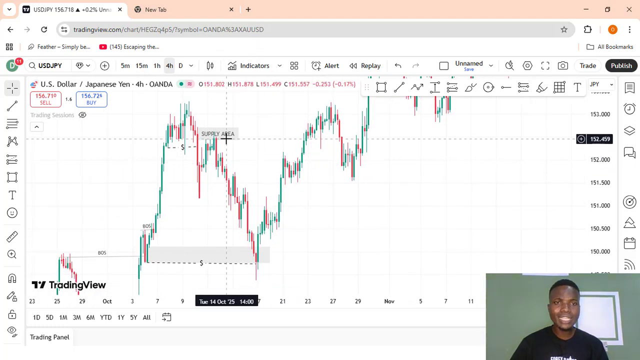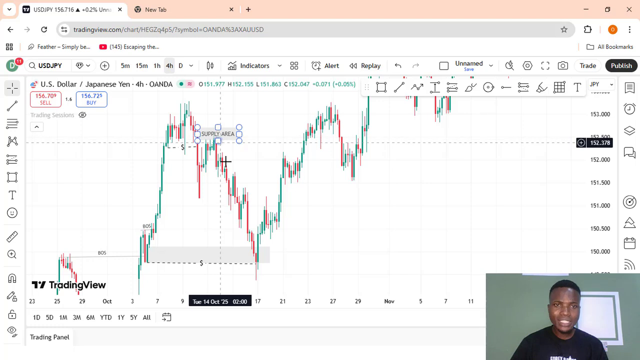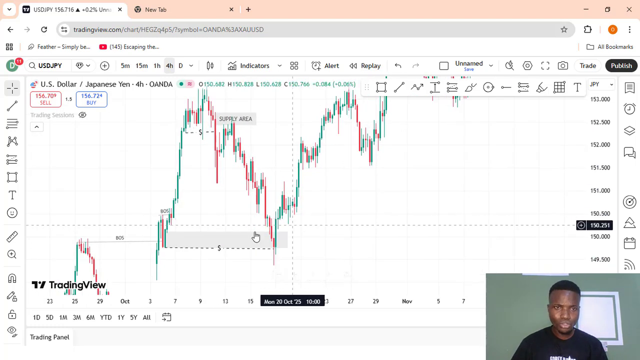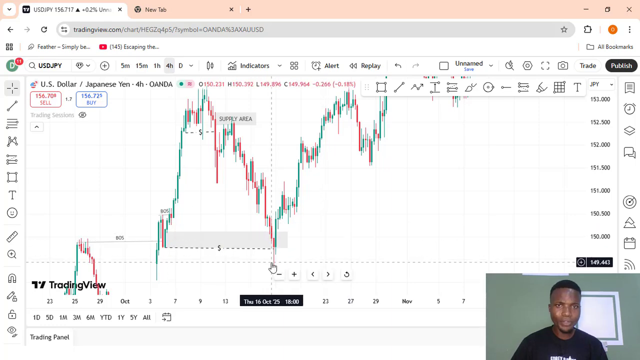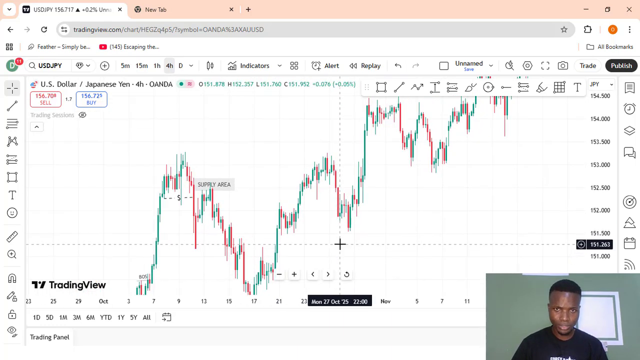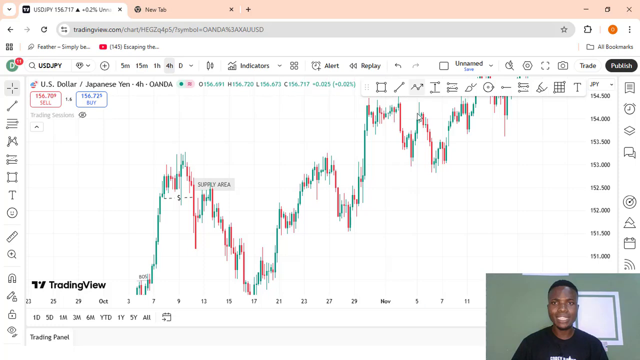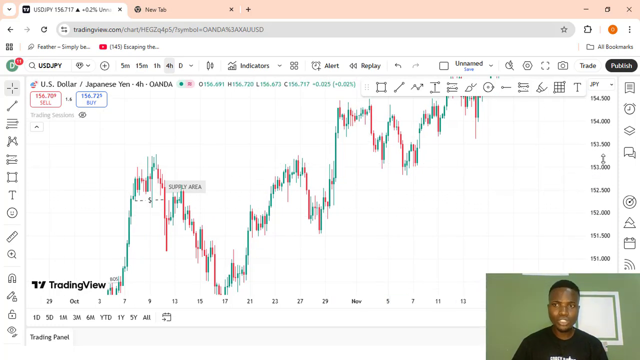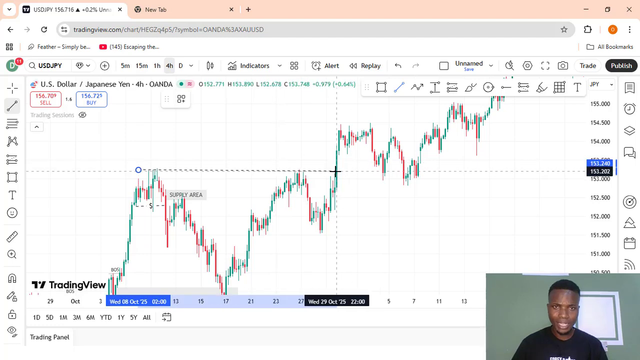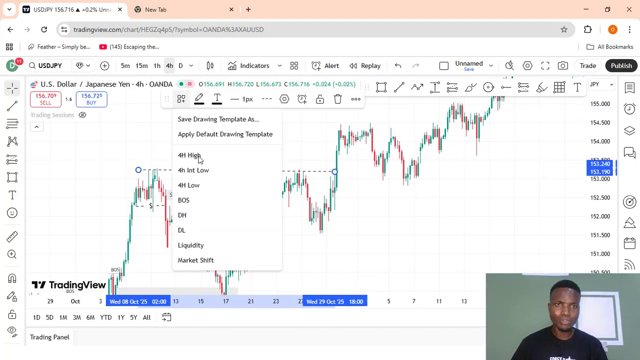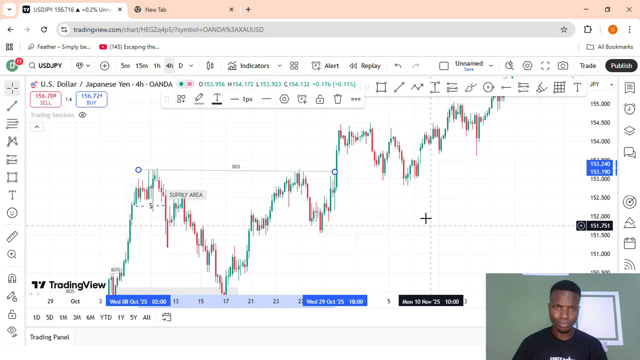Okay, so we see that the supply area makes this price come down here to respect this previous demand area before price continues to go upward, okay? And as you can see, another break of structure that we have here is this place, all right? So this is how you mark out your break of structure, okay?